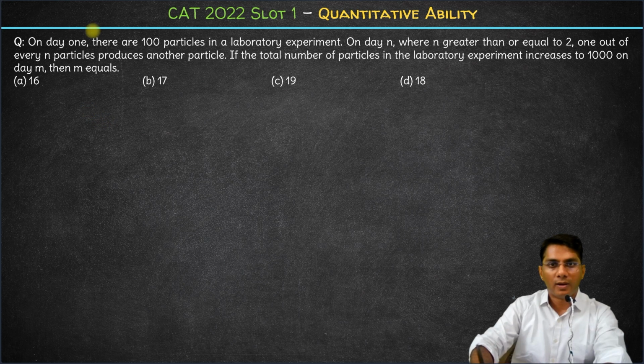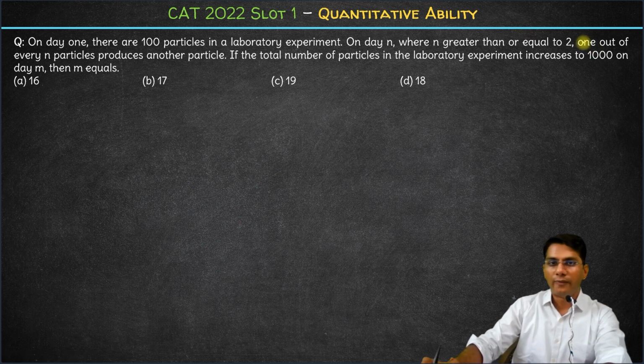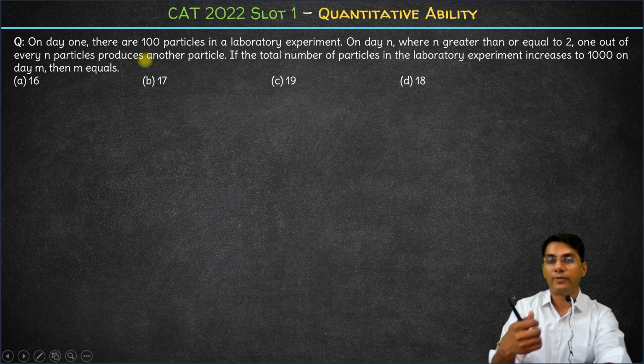Hi. On day 1, there are 100 particles in a lab experiment. On day n, where n is greater than or equal to 2, that means from day 2 onwards, 1 out of every n particles produces another particle. So for example, on day 2, 2 particles will produce 1 particle.